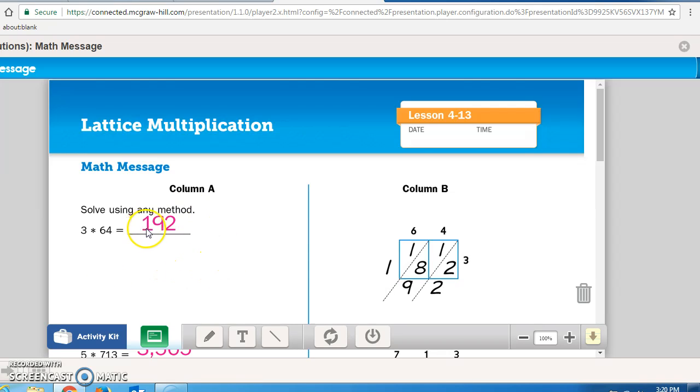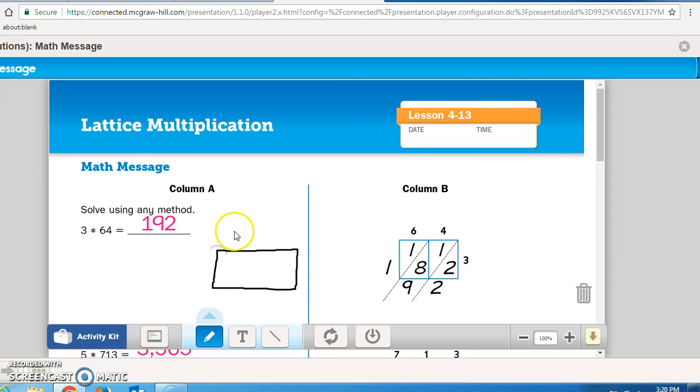It's showing you how to do lattice multiplication. So this is how you set up lattice multiplication. You make a box, and you make however many boxes as there are digits in one number. So as you see here, there's 64. I'm going to draw it again just so you can see it done. And remember, this is the tens place, 60. This is the ones place, 4. I cut it in half to keep them separate, and I'm multiplying it by the single digit 3.